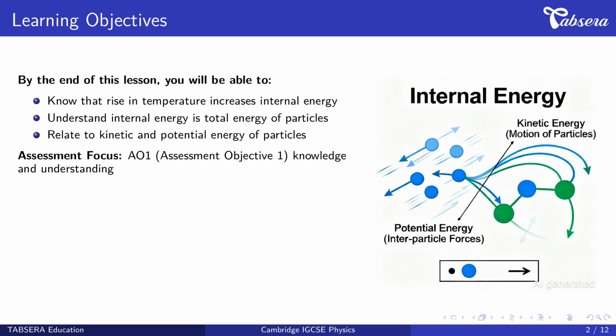By the end of this lesson, you will be able to know that a rise in temperature increases internal energy. This means understanding the direct relationship between thermal energy and particle motion. Understand that internal energy is the total energy of particles. This encompasses all forms of energy within a substance. Relate it to the kinetic and potential energy of particles, connecting microscopic particle behavior to macroscopic thermal properties. These objectives align with Assessment Objective 1, focusing on knowledge and understanding of fundamental physics concepts.